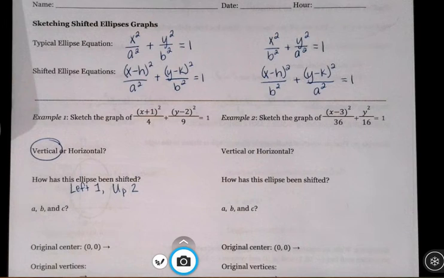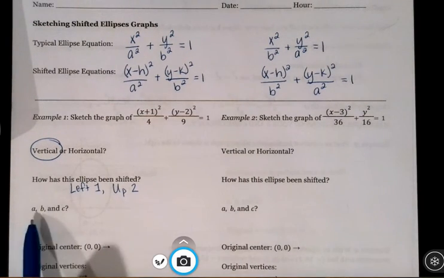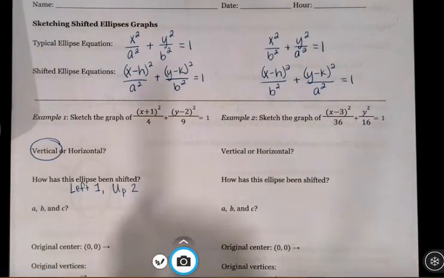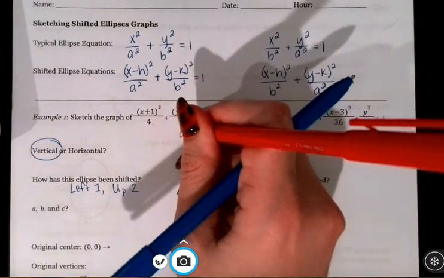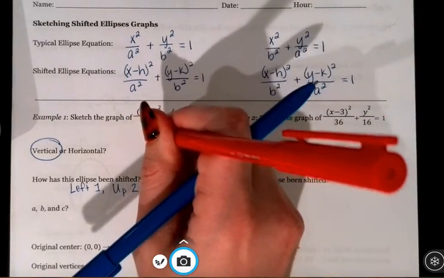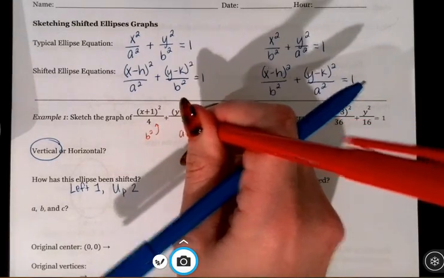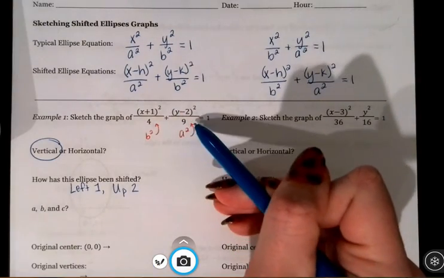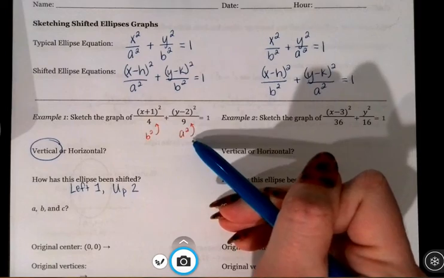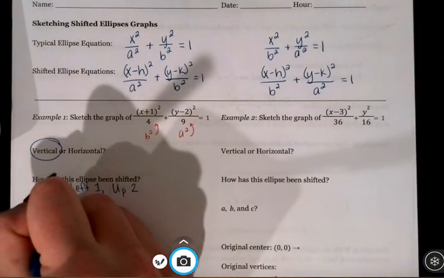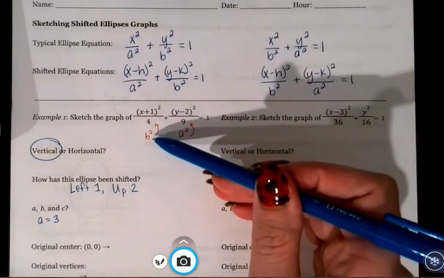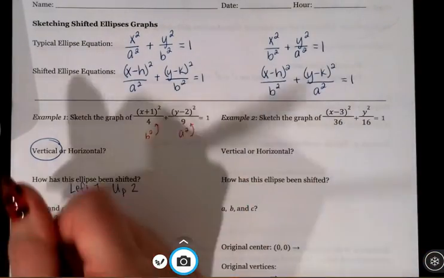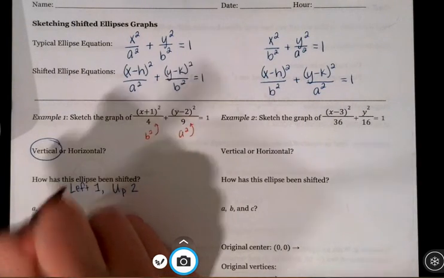We can find our A and our B, and then using our formula sheet, we can find C. So A and B are pretty easy because I know, I'm going to use a different color here. This is A squared, and this is B squared, my two denominators. So if A squared is 9, I know that A is the square root of 9, which is 3. So A is 3. If b squared is 4, I take the square root of both, so that means b equals 2.